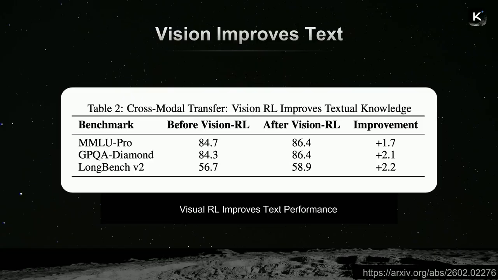So first, vision improves text. This is so interesting. Before Vision RL, the performance is in the first column, and then we have the performance after Vision RL. Here, Vision RL refers to a process where we only use vision tasks. There is no text task involved here. We only have vision tasks.